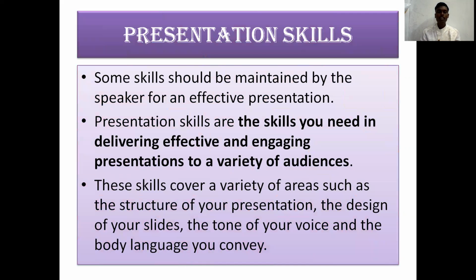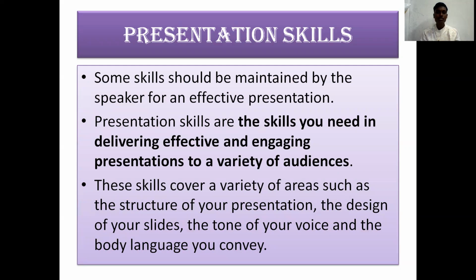Next, coming to presentation skills. Some skills should be maintained by the speaker for an effective presentation. Not only for presentations, but for any topic or content to be effective, convincing, or easily understood, skills are very important. Skill means the ability of a person. The ability of a person to have effective communication is known as presentation skills.